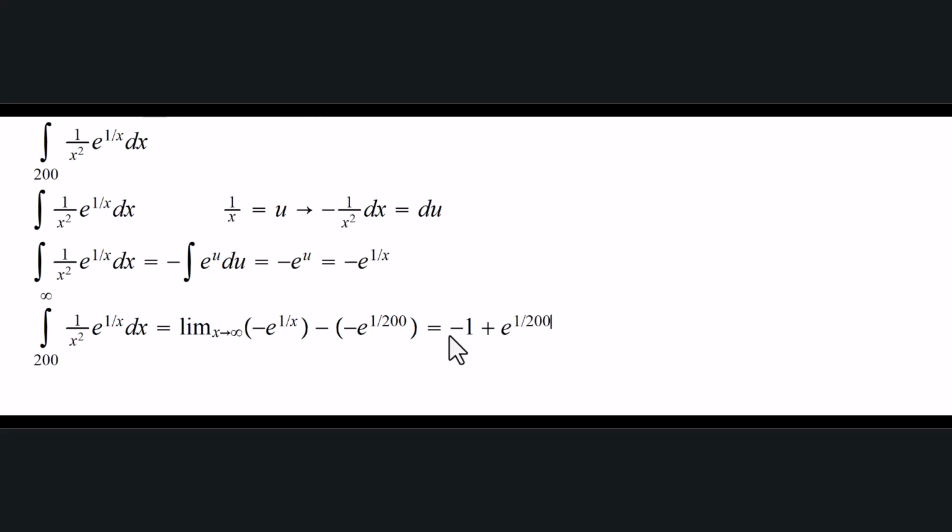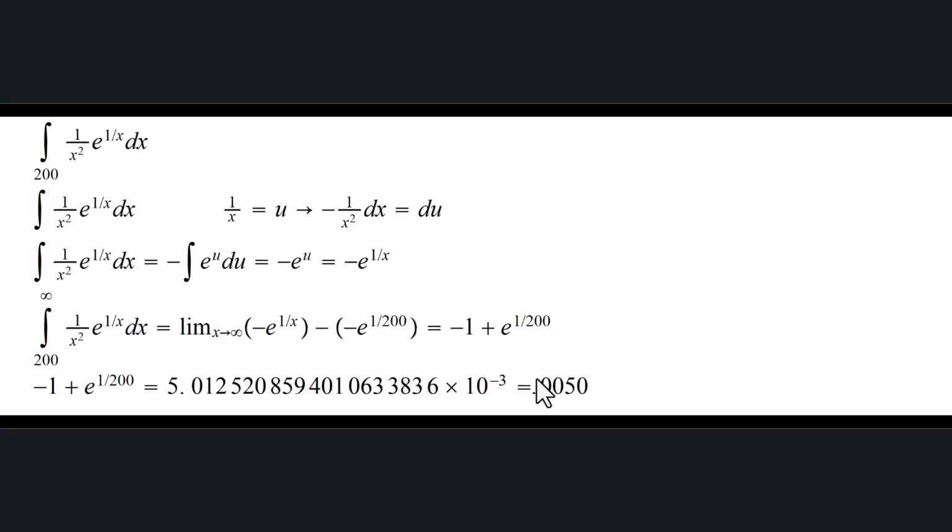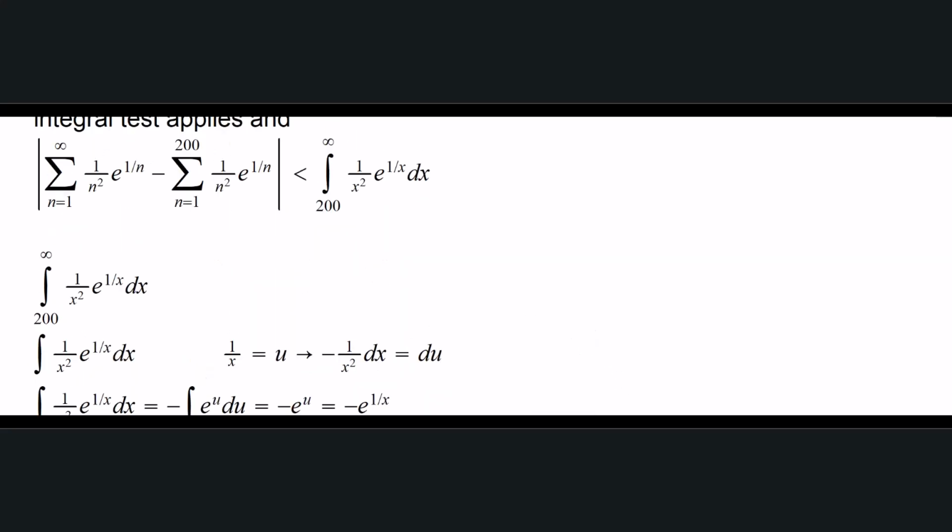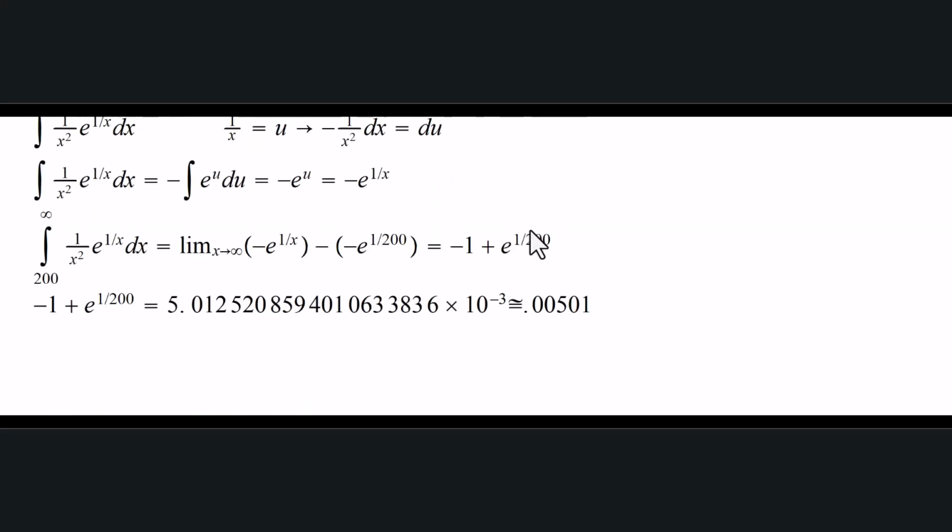So what we got is that the size of the error, or an estimate of the error, is how much? We can just compute this. That's about 0.005001 if we round it here. So that means we are talking about that being approximately that. So this is an estimate of this remainder here, or this difference here.